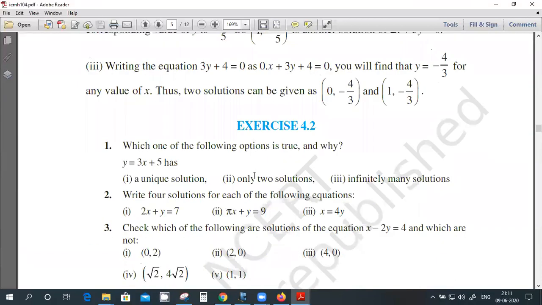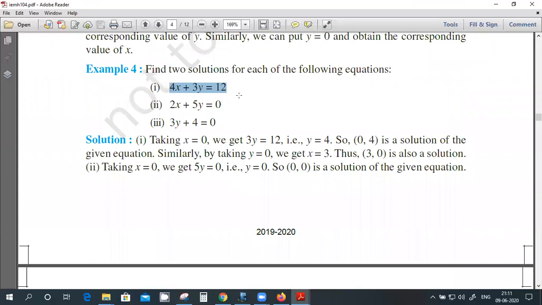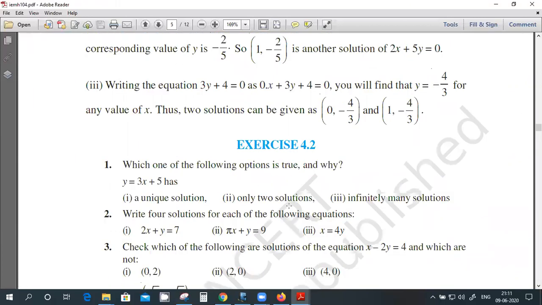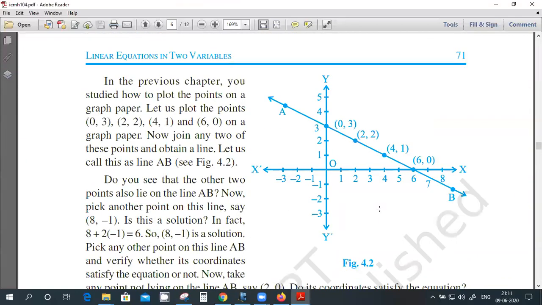In coordinate geometry, you have studied the equation of a line, no? Yeah, coordinate geometry we have studied. Yeah, y equal to mx plus c. So this can be rewritten in y equal to mx plus c form. I can take the 4x to the other side and then divide by 3. So y equals (12 minus 4x) by 3, and m is minus 4 by 3. Yeah, the graph is a straight line.